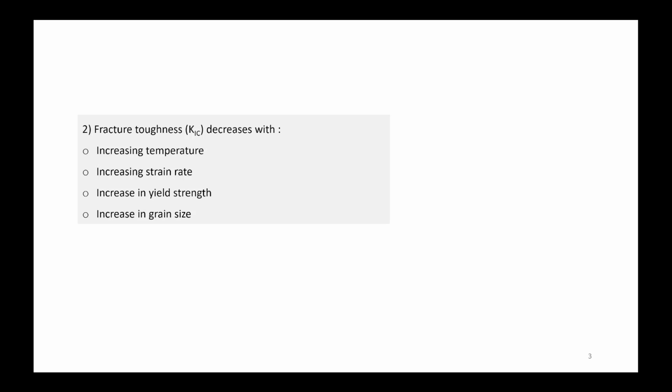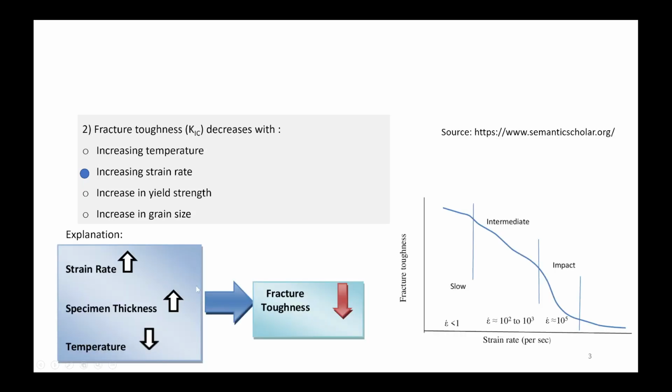Second question is, fracture toughness decreases with: increasing temperature, increasing strain rate, increase in yield strength, or increase in grain size. Answer will be increasing strain rate. Now, these are the various relations between fracture toughness and various parameters. As we keep increasing strain rate, your fracture toughness will reduce. As specimen thickness increases, your fracture toughness will reduce, and decreasing temperature will lead to a decrease in fracture toughness.